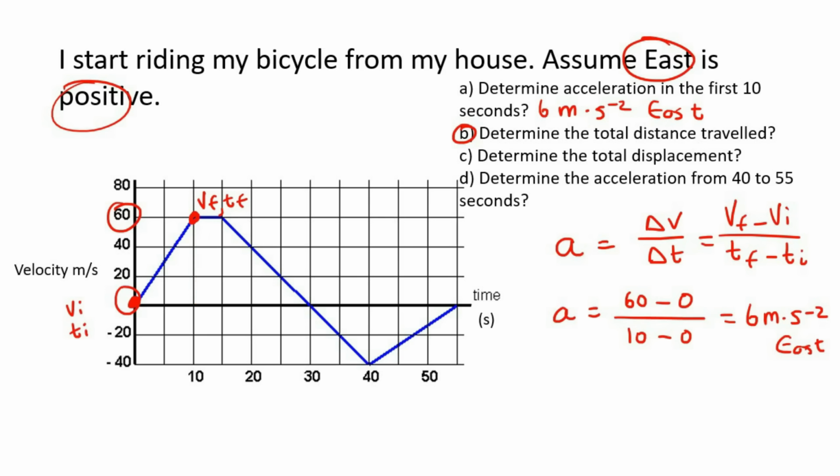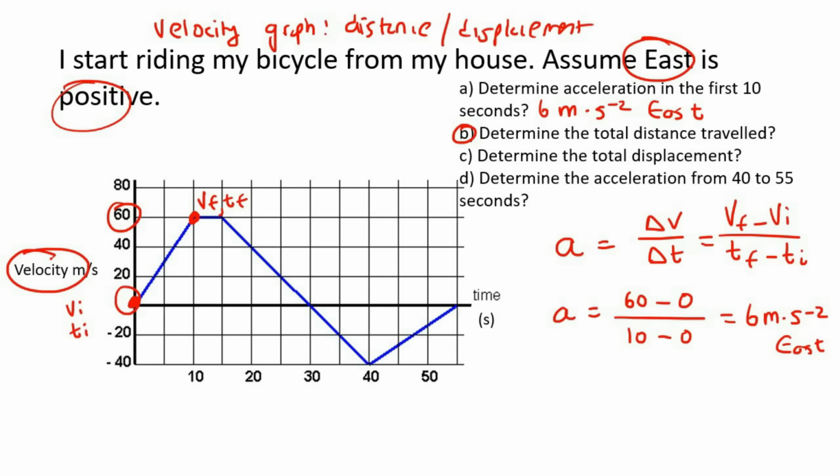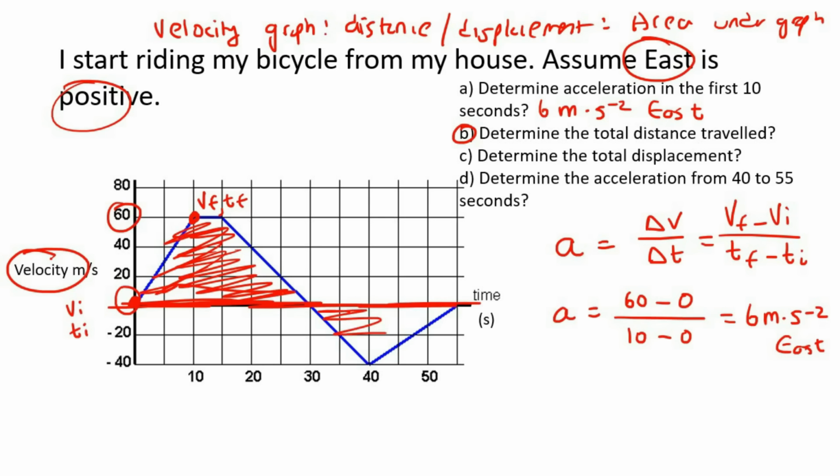Remember what I've told you in the previous slides: when you have a velocity graph, only when you have a velocity graph, then whenever they say distance or displacement, I want you to think about area under the graph. When we talk about area under the graph, I just want you to look at the x-axis, which is this one, and then you're just going to fill in the gap. So there and there. Okay, now let's work out the area of those sections.